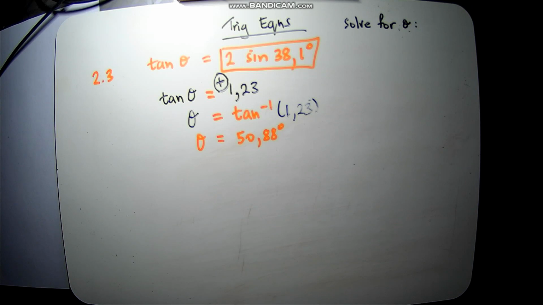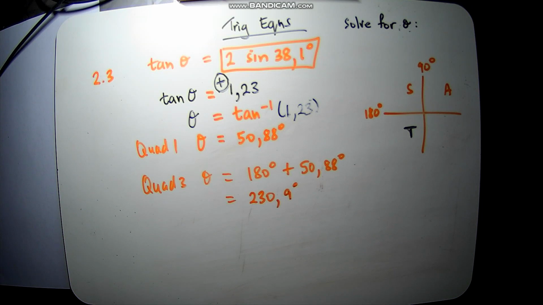So tan is positive in quadrant 1. Which other quadrant will tan be positive? ASTC rule. T, third quadrant, tan is positive. That's going to be 180 plus theta. Right. So adding the two numbers, 180 plus theta, the quadrant 1 answer, in other words, we now get 230,9 degrees. That is trig equations. Do look at more examples from the textbook and other resources you might have. Hopefully you can understand this section.